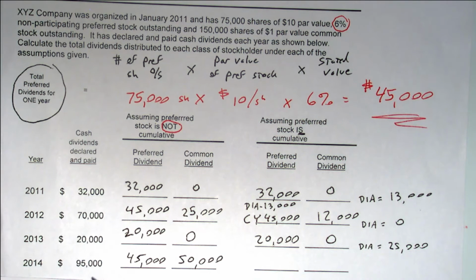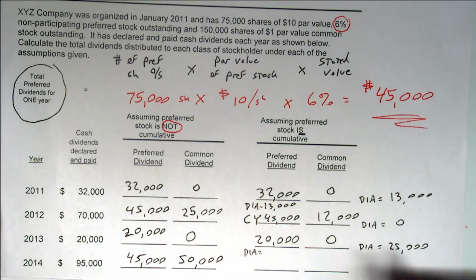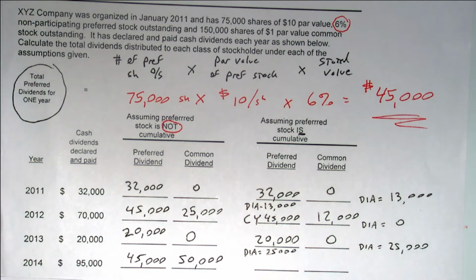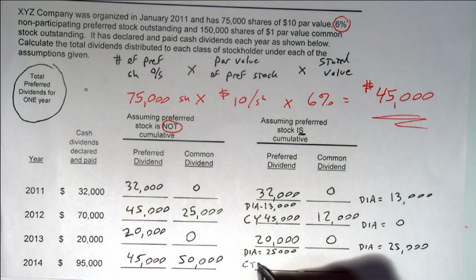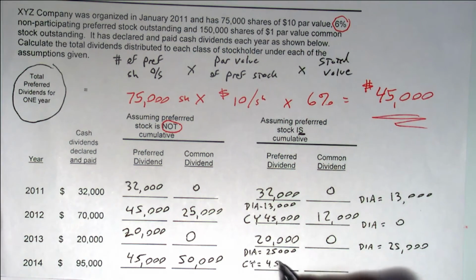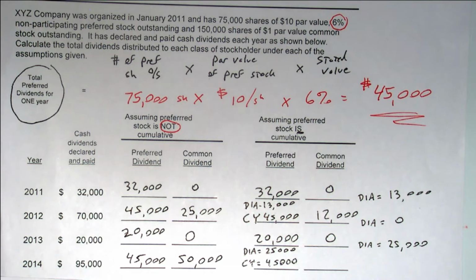Next year, we have a lot of cash to give out, 95,000. The first thing we do is we pay our dividends in arrears of 25,000. Now we're caught up for prior years, but we still have to pay the current year amount of 45,000. Is that correct? Yes. Now we're free and clear to give some cash to the common shareholders, right?